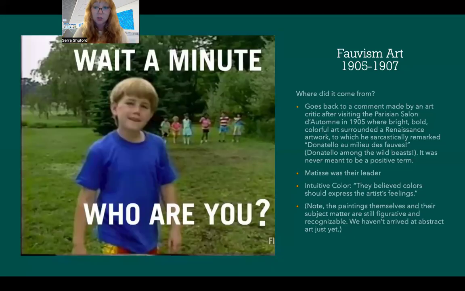Our next movement is Fauvism art, and like I said, it only lasts from 1905 to 1907. It goes back to a comment made by a critic after visiting the Parisian Salon d'Automne in 1905, where bright, bold, colorful art surrounded a Renaissance artwork, to which he sarcastically remarked, "Donatello au milieu des fauves," which is "Donatello among the wild beasts." It was never meant to be a positive term because fauves literally means wild beasts.